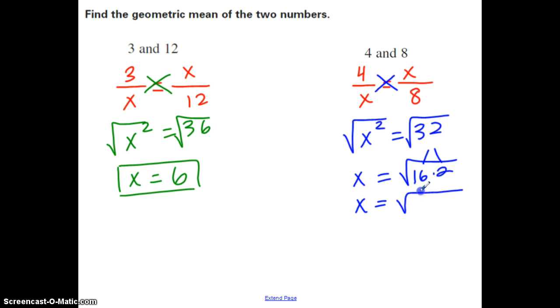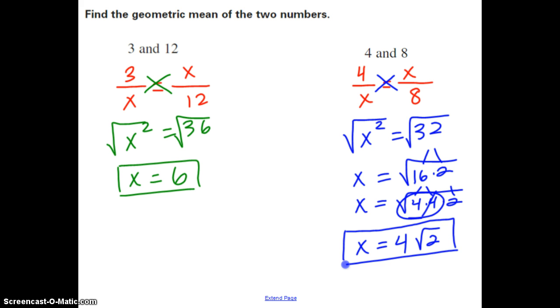and then we want to break down 16, which is equal to 4 times 4, and we bring down that 2. Now, those are going to pair up. One of them gets out, one cancels, and the 2 is stuck underneath the radical. So our final answer would be 4 times the square root of 2.